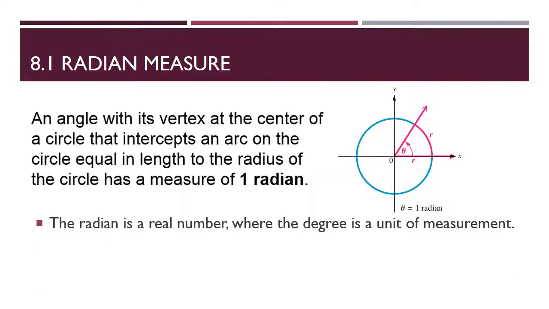The radian is a real number where the degree is a unit of measurement. Radians relate the arc length and the radius. They relate things together. They're easier to use that way.